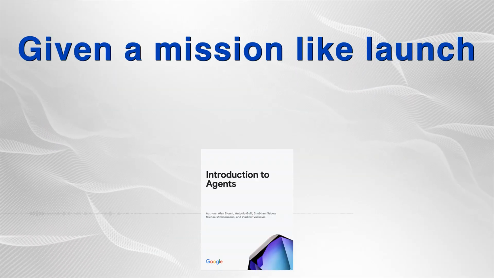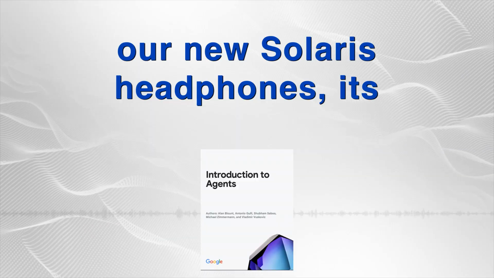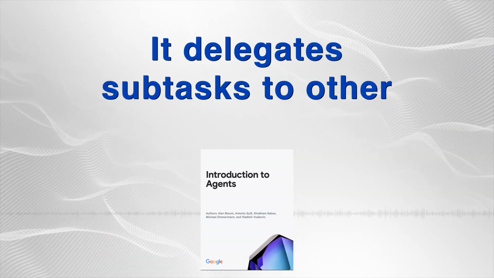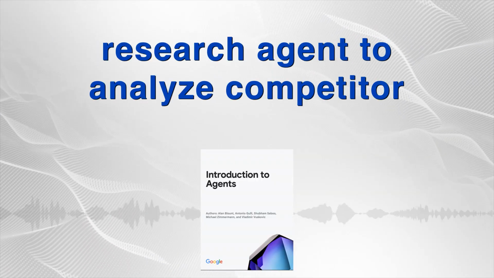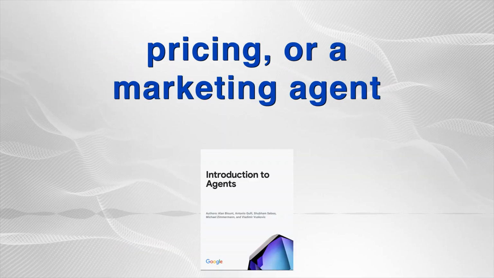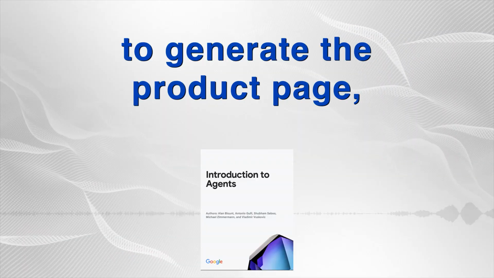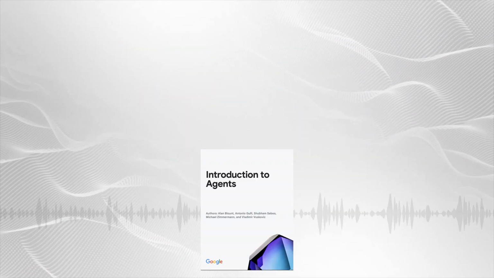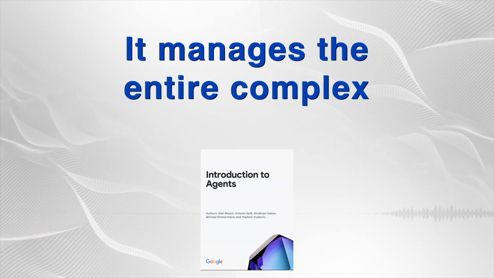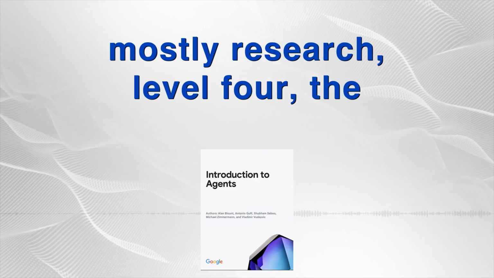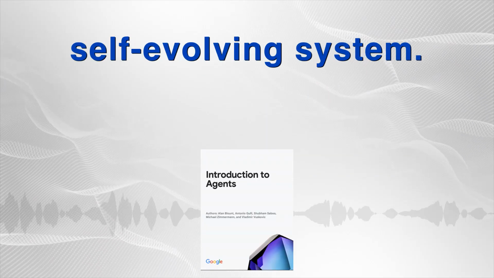The project manager agent is a great illustration of this. Given a mission like "launch our new Solaris headphones," its main job is to break that down. Right. It delegates subtasks to other agents. You might ask a market research agent to analyze competitor pricing, or a marketing agent to draft a press release, or a web dev agent to generate the product page HTML. It manages the entire complex workflow. And that brings us to the frontier, which is still mostly research. Level 4, the self-evolving system.